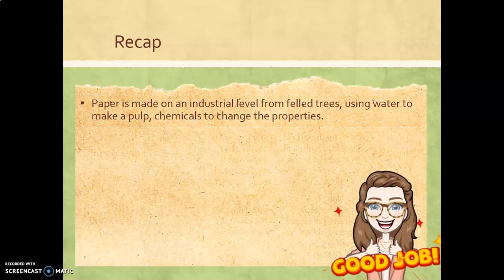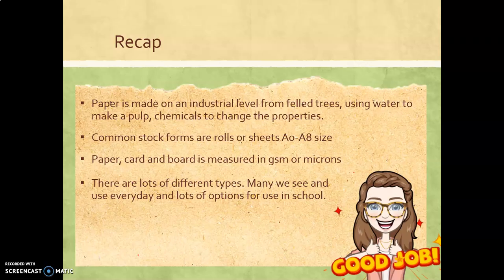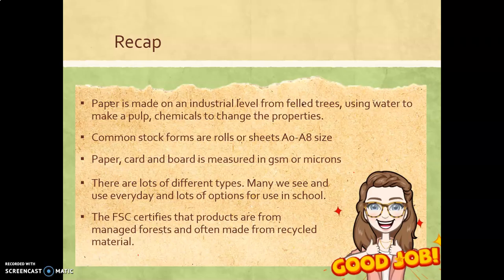So quick recap. Paper is made on an industrial level from felled trees using water to make a pulp. Chemicals are added and that changes the properties. Common stock forms are rolls or sheets, which are A0 to A8 size. Paper, card and board are measured in GSM or microns, and there are lots of different types. We use them not only every day but in school as well. And the FSC, the Forestry Stewardship Council, certifies that products are from managed forests and made from recycled materials.